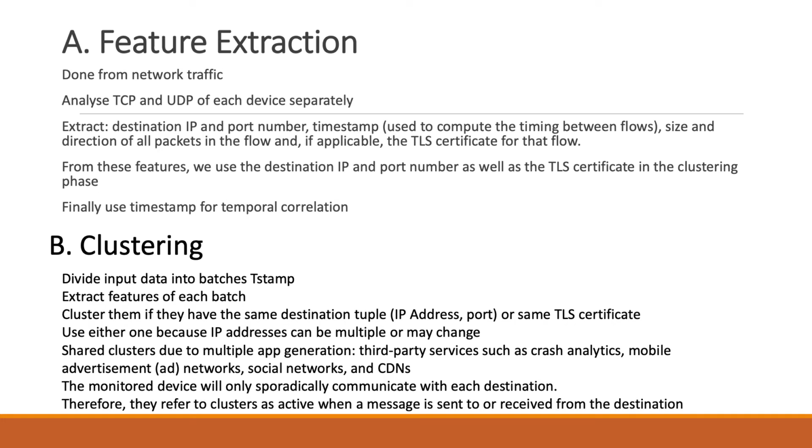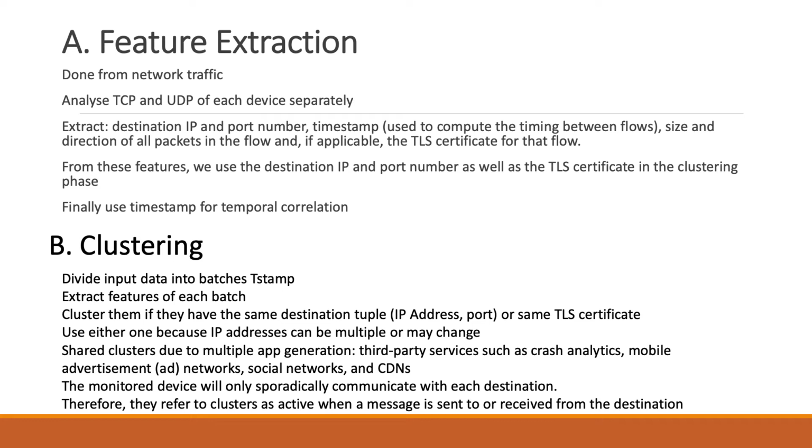So the first step is feature extraction, where you analyze the TCP UDP traffic and extract features like the TLS certificate, IP address, as well as the port number. And timestamp is used for temporal correlation, whereas these features are used for clustering. So clustering is a phase in which the input data is divided into T batches. Sorry, that's a typo. And then they extract the features of each batch.